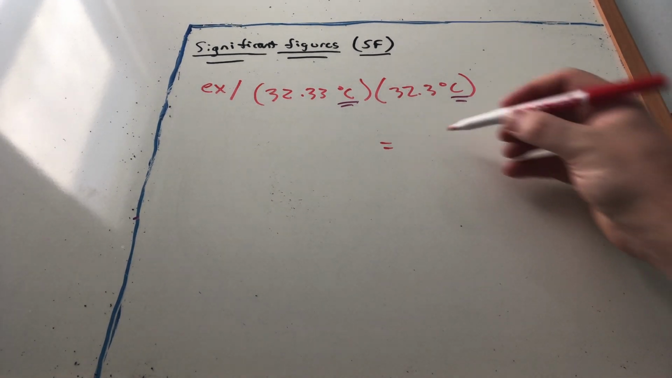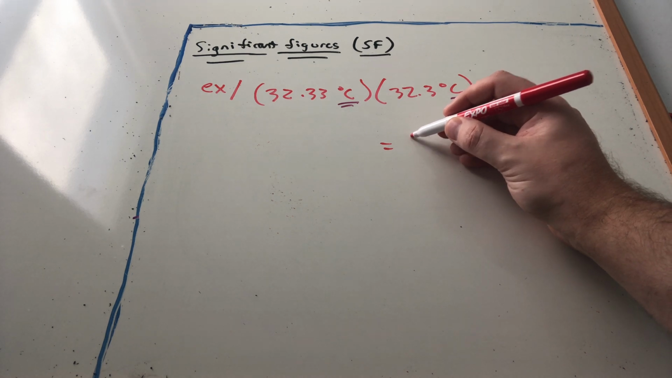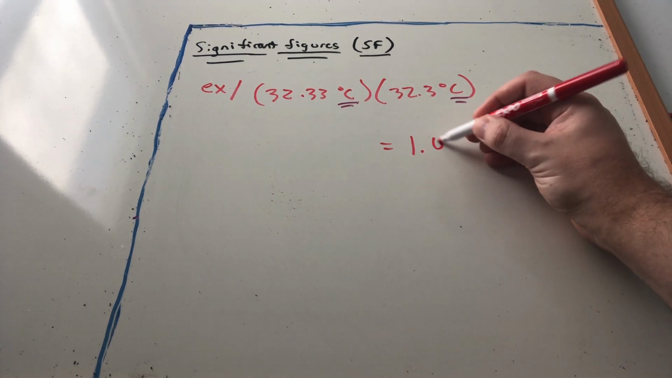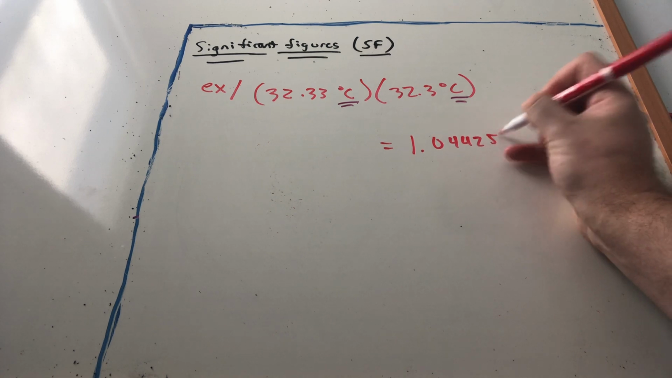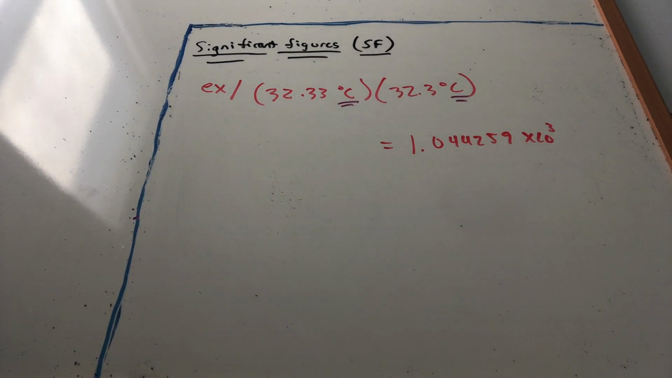So when I plug this in my calculator, what I get in scientific notation, and I'm not going to round quite yet, I get 1.044259 times 10 to the third, okay? So now let's add in our extra bits of information that we need to make sure that we're getting the correct number of significant figures and the correct units.